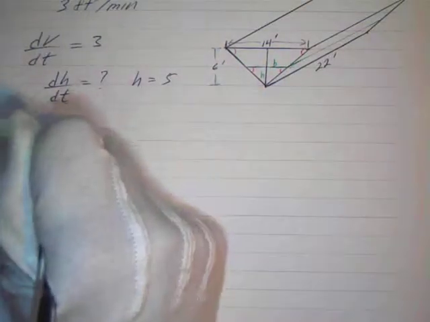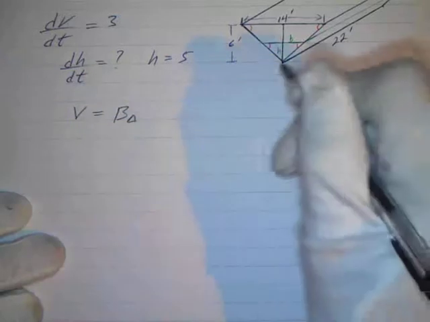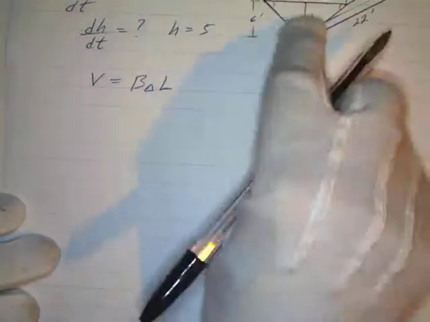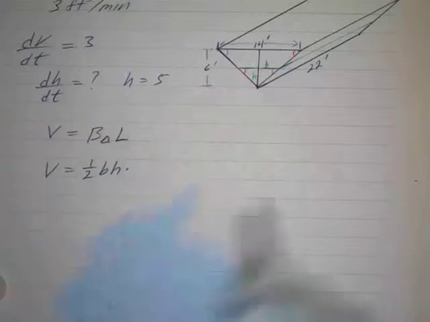So the volume of a prism is just base area times the length, and in this case the base is a triangle. The formula for the area of a triangle, remember like before a circle was pi r squared, now it's 1/2 base times height. And times the length, and in this case the length is 22, so I can just put the 22 down there.